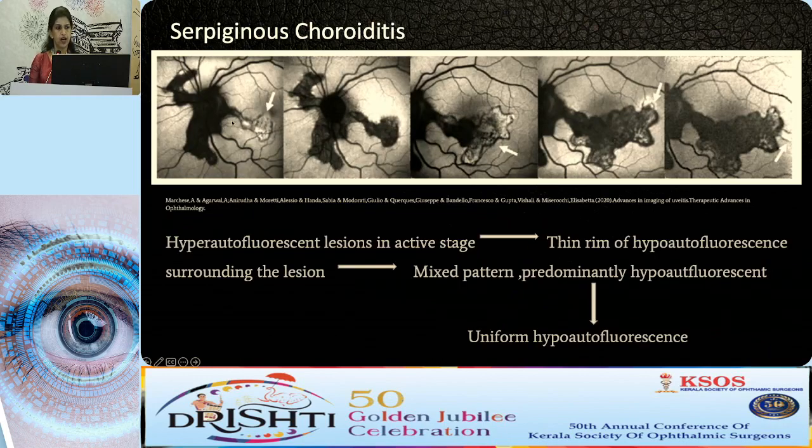And in this, you have hyperfluorescent lesions in the active stage. Then a thin rim of hypofluorescence, hypoautofluorescence starts surrounding the lesion. Then it comes to a mixed pattern, predominantly hypofluorescent. And this comes to uniform hypoautofluorescence when the lesion becomes inactive.